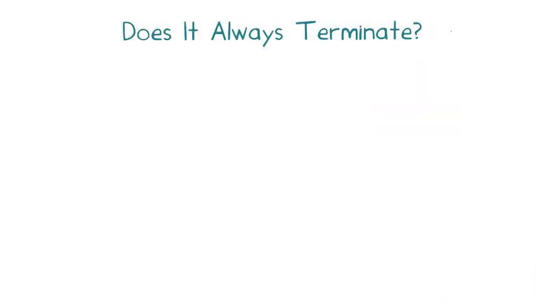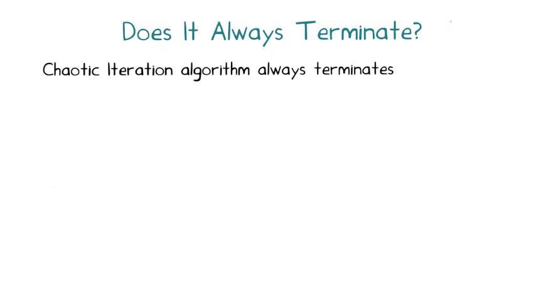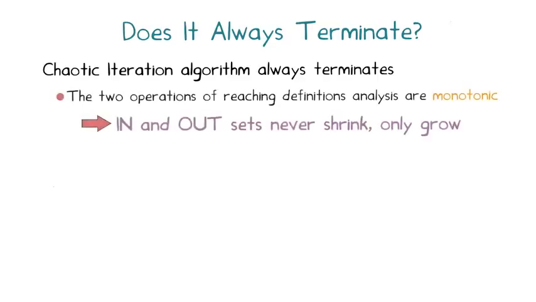At this point, you might be wondering whether the chaotic iteration algorithm is guaranteed to terminate for every program in the while language, despite its seemingly chaotic nature. The answer, perhaps somewhat surprisingly, is yes. The reason for this is twofold. First, the two operations that this algorithm applies in each iteration are monotonic.